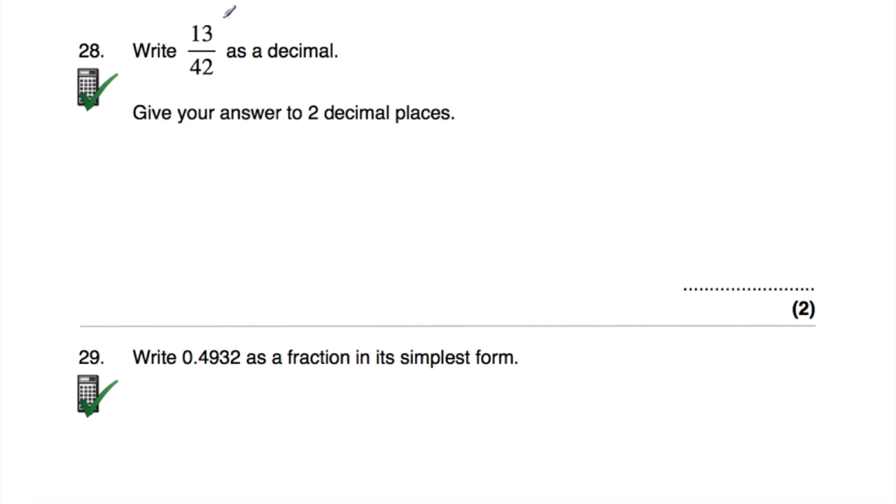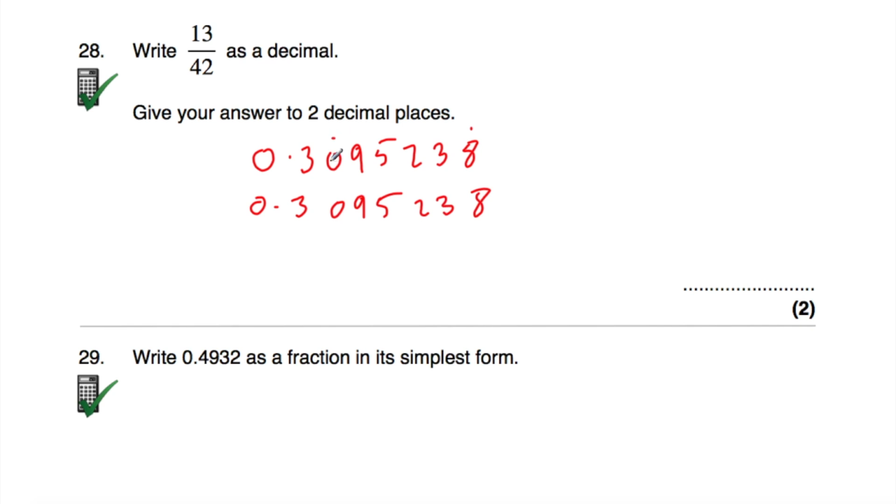So question number 28 says to write 13/42 as a decimal and to give our answer to 2 decimal places. So again, on our calculator, all we need to do is to type in our fraction, 13 on the numerator, 42 on the denominator, and press equals. Now this may display in a few different ways. It may display like this, 0.30952338 with a dot above the 0 and a dot above the 8. So that means that it just starts repeating again. Because the dot starts above the 0 and the 8, it just repeats that chain again. So it just goes 0, 9, 5, 2, 3, 8, 0, 9, 5, 2, 3, 8, and so on.